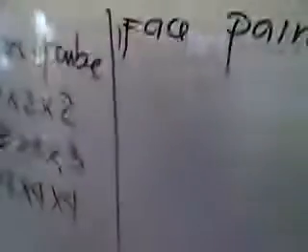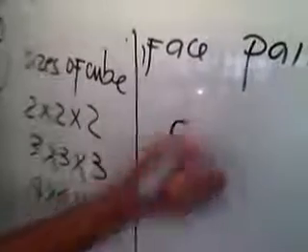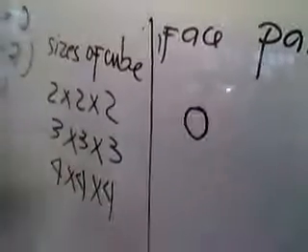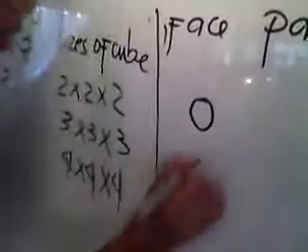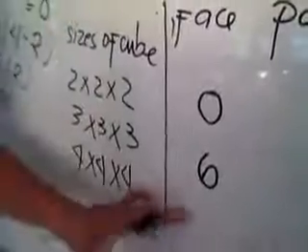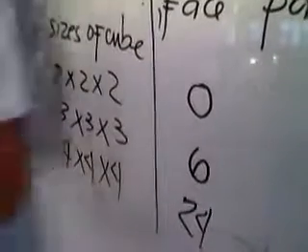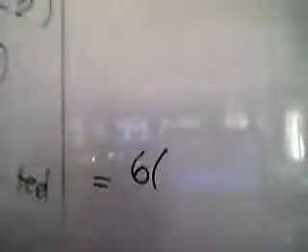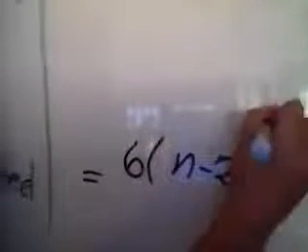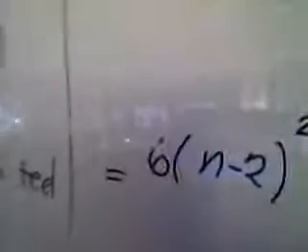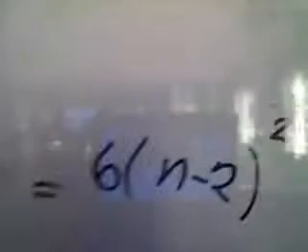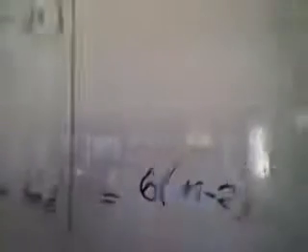So, for a 2 by 2 by 2 size of cube, there are no cubes with one face painted. For a 3 by 3 by 3 size of cube, there are 6 cubes with one face painted, and for a 4 by 4 by 4 size of cube, there are 24. So I used the formula 6 times (n minus 2) squared. To satisfy my answer, I tested it on the 2 by 2 by 2, 3 by 3 by 3, and 4 by 4 by 4 sizes of cube.